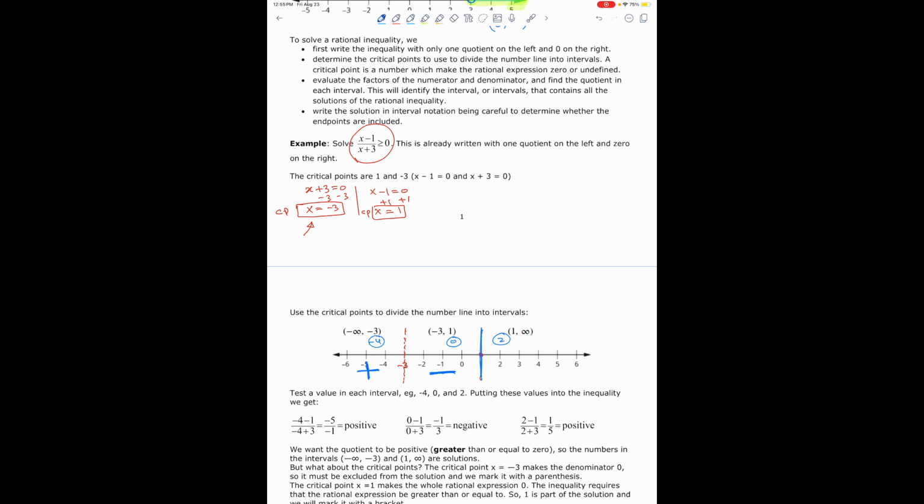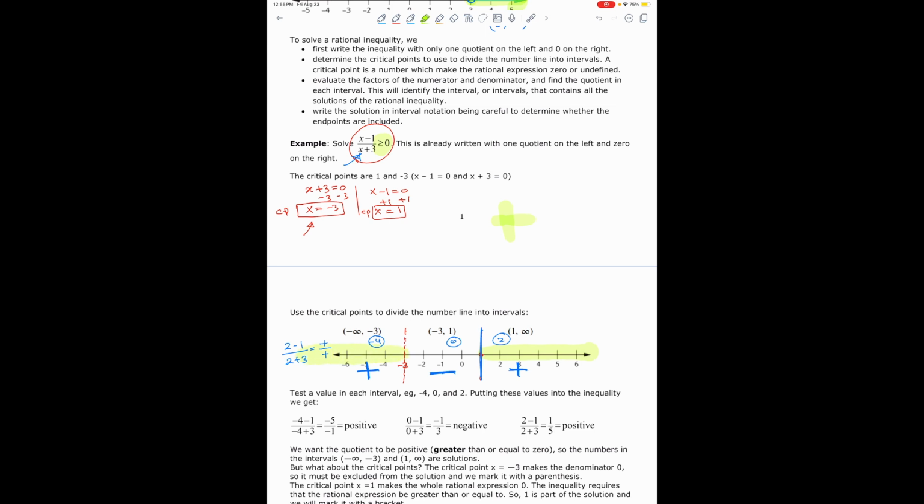Last one, I'm going to plug the 2. 2 minus 1 over 2 plus 3. What I'm doing is replacing the x in this inequality. So the numerator clearly is positive, the denominator is positive, so the whole interval is going to be positive. Now, our inequality says it's greater than 0, which means it's positive. So this interval and that interval are both in the solution.